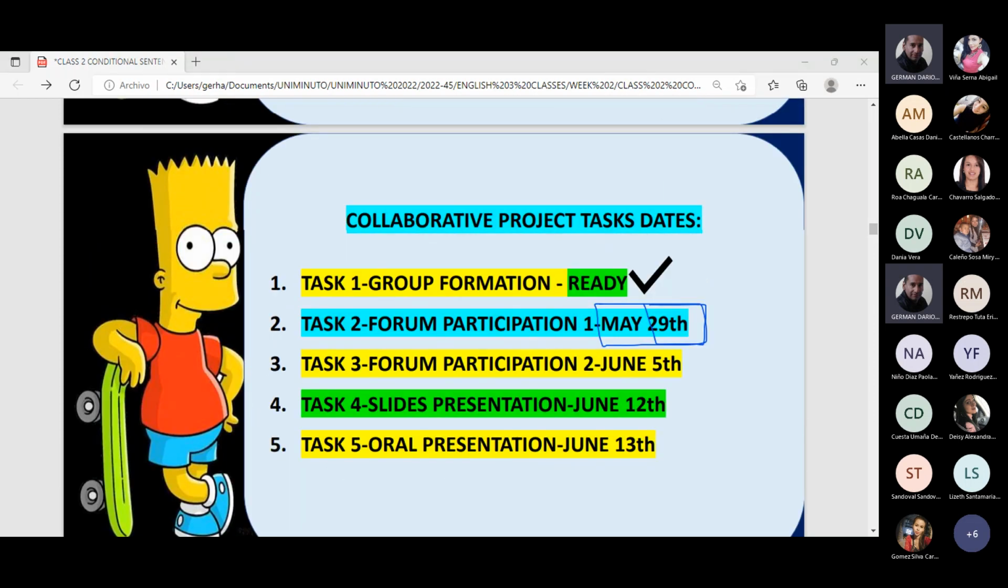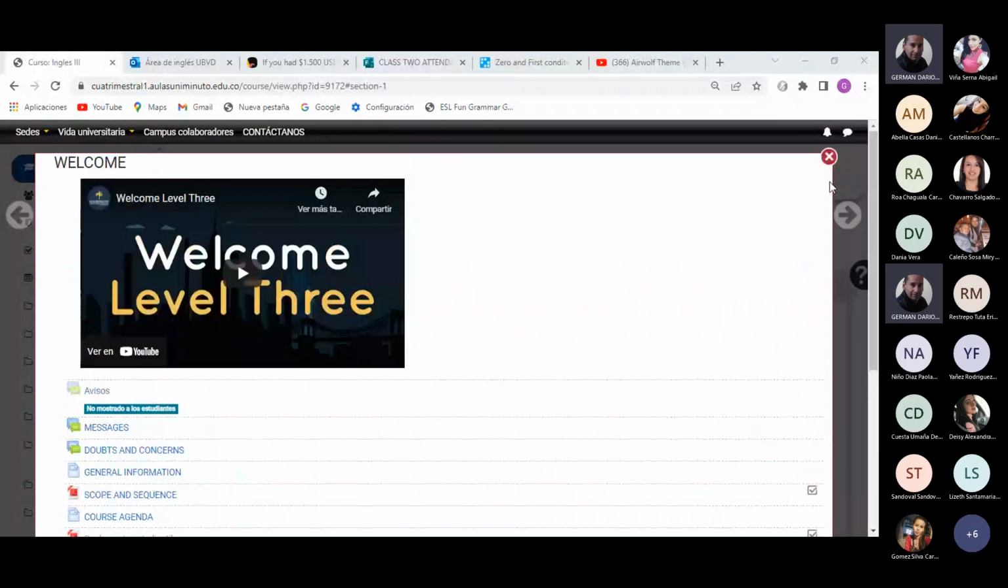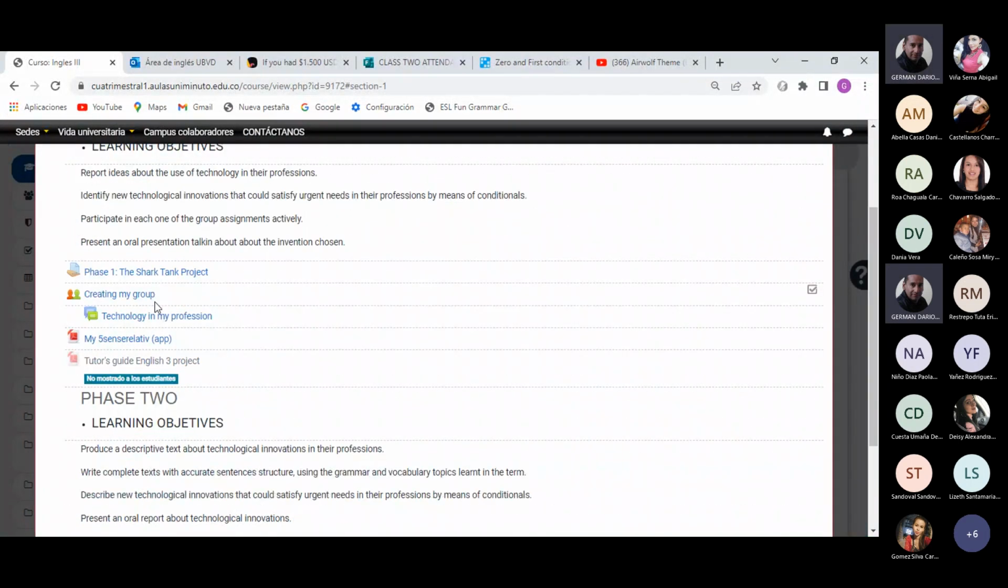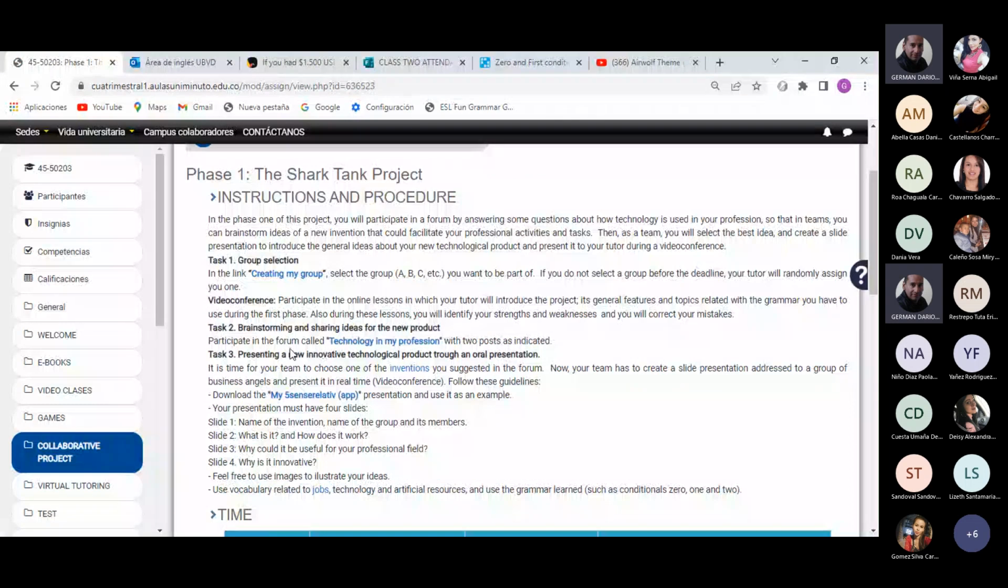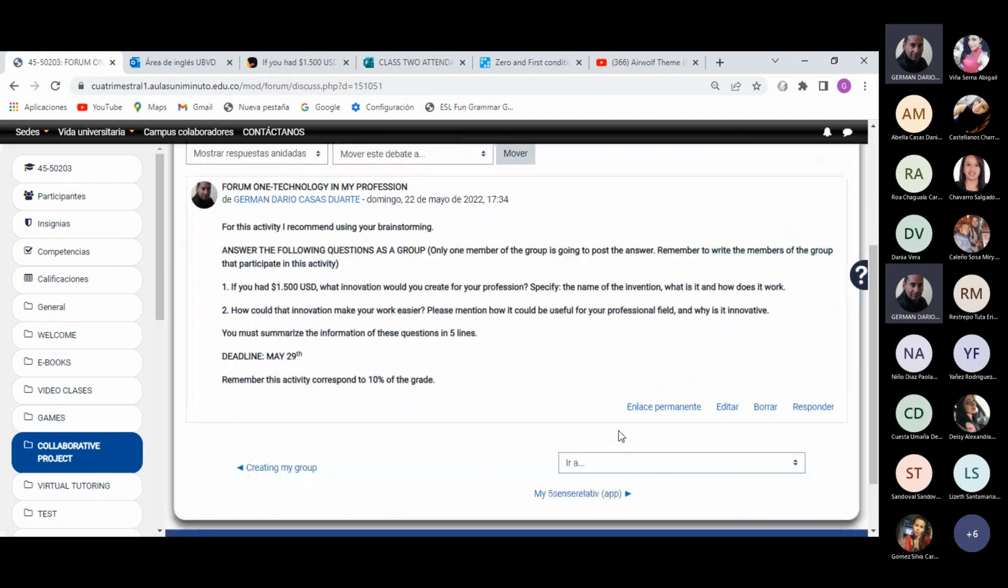Okay, finally, the last observation of this part is the following. I want to remind you in which part you are going to find the forum, because sometimes the students confuse the space where they need to upload the forum and they upload it in another space, okay? Remember the phase number one, the Charlton project. You click in this part and then you go to the forum technology in my profession, yes? And then you answer the question, yes? Remember, forum technology in my profession and answer the question in responder.